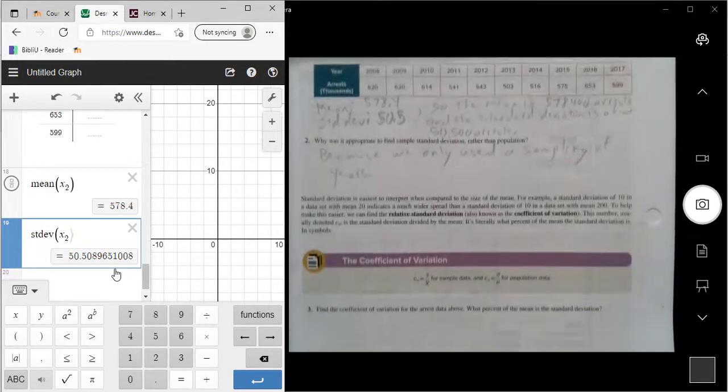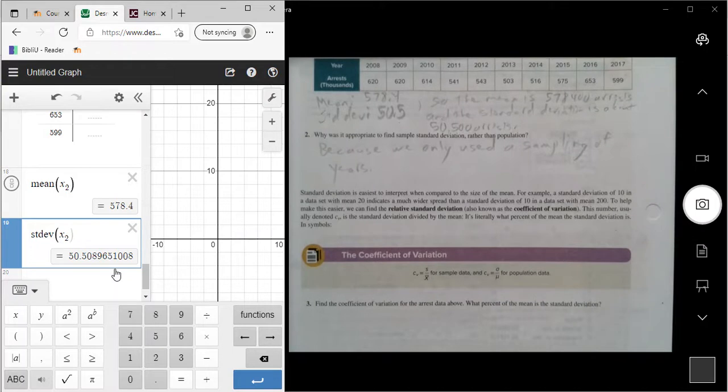So now we go here, it says standard deviation is easiest to interpret when compared to the size of the mean. For example, a standard deviation of 10 in a data set with mean 20 indicates a much wider spread than the standard deviation of 10 in a data set with mean 200. To help make this easier, we can find the relative standard deviation, also known as the coefficient of variation. This number, usually denoted C of V, is the standard deviation divided by the mean. It's literally what percent of the mean the standard deviation is.